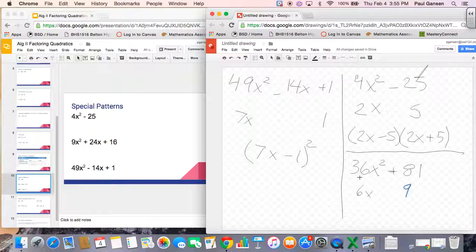This pattern only works as the difference of two squares. You have to have a subtraction problem. We are adding here. Because we're adding here, this does not factor. This is not factorable. We cannot do anything else with it. So that is that example.